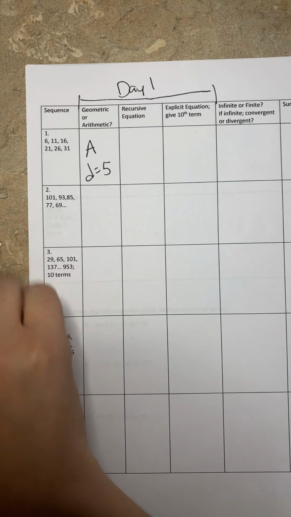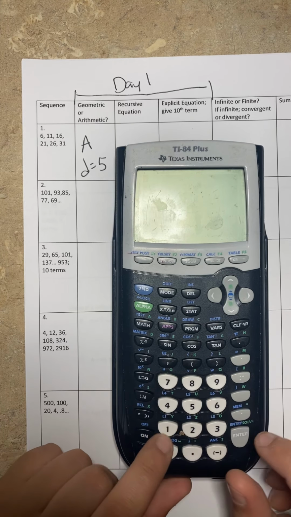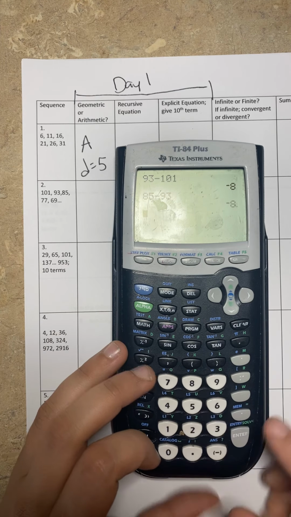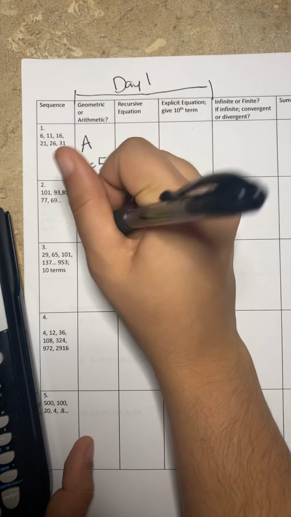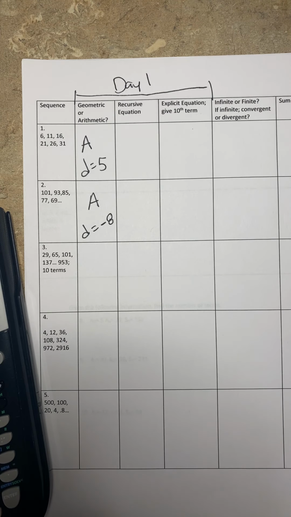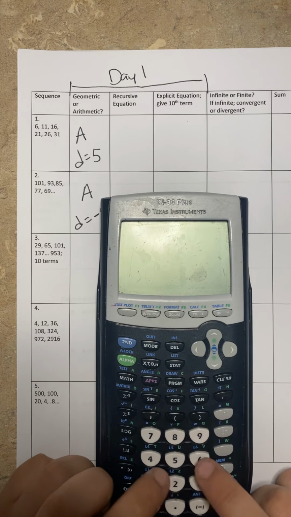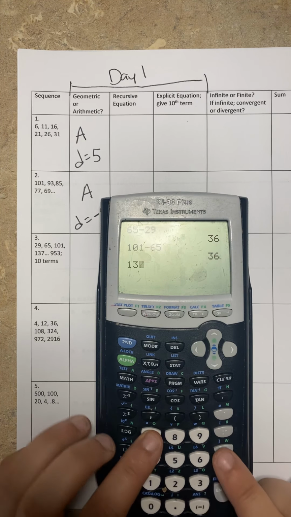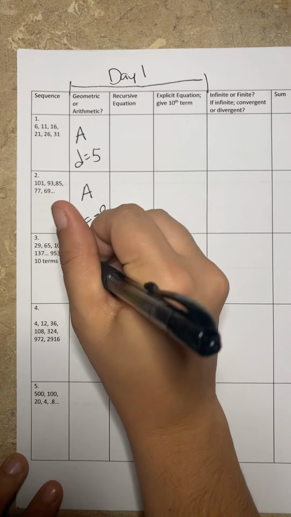Okay? So then we'll go to the next one. And we're just going to keep going down the rows. So we have 93 minus 101, and then 85 minus 93. And so that means that I'm constantly subtracting 8 every time. So this is, again, arithmetic because my common difference is negative 8. Okay, so then let's check number 3. We'll do 65 minus 29, and then 101 minus 65, and then 137 minus 101. So we're constantly adding 36 every time. So that, again, is arithmetic.